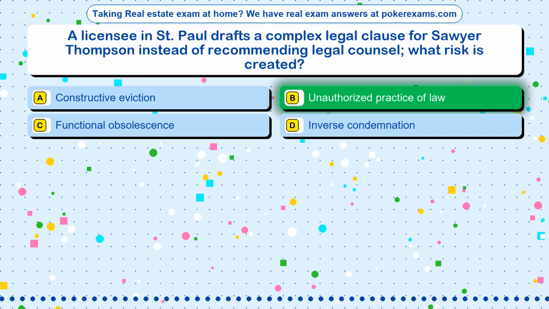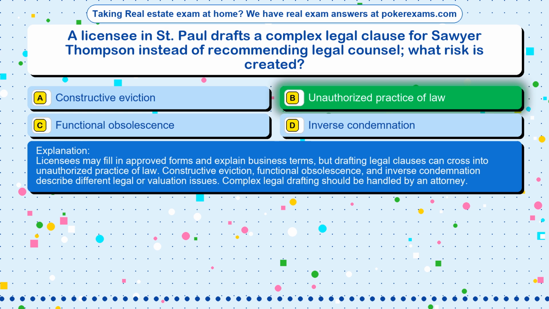The correct answer is option B. Unauthorized practice of law. Licensees may fill in approved forms and explain business terms, but drafting legal clauses can cross into unauthorized practice of law. Constructive eviction, functional obsolescence, and inverse condemnation describe different legal or valuation issues. Complex legal drafting should be handled by an attorney.